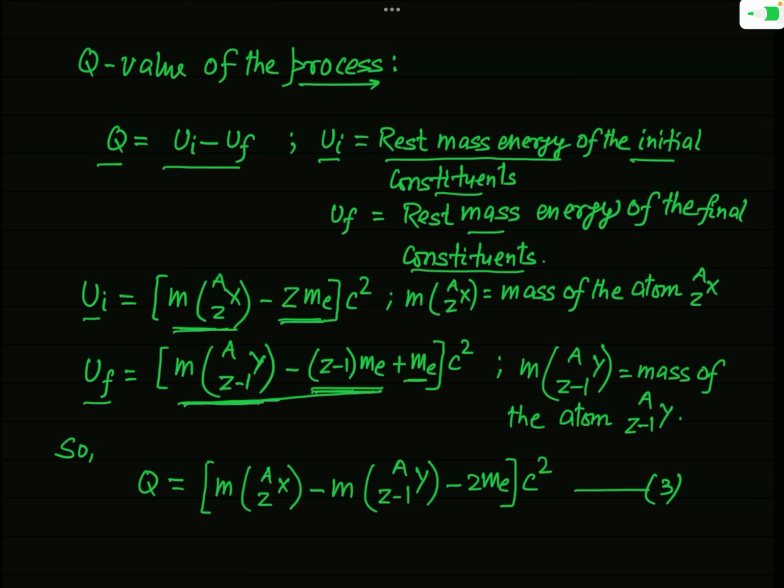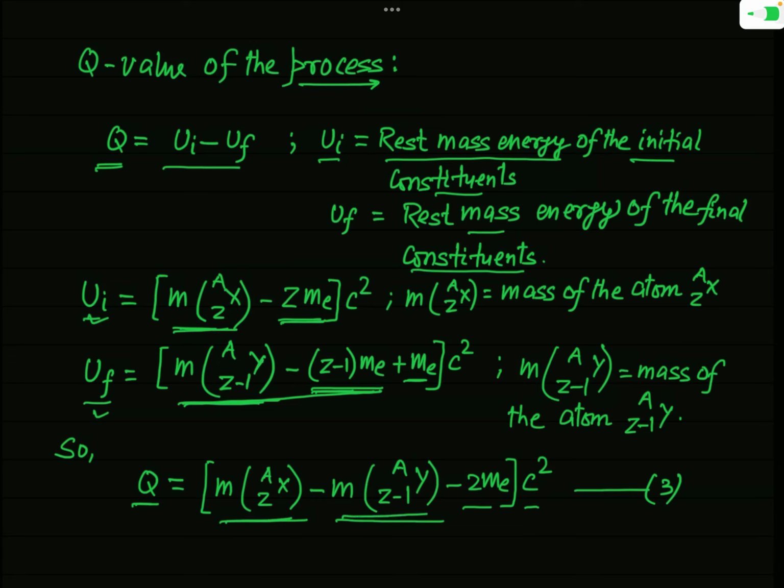Now you have defined Ui and Uf. So from the definition of the Q value, we can find what Q will be. When you subtract this Uf from Ui, you get this expression: Q is equal to m of ZXA minus m of Z minus 1 Y A minus 2me, times c square. Here m of ZXA, remember, is the mass of the atom X, not the mass of the nucleus.